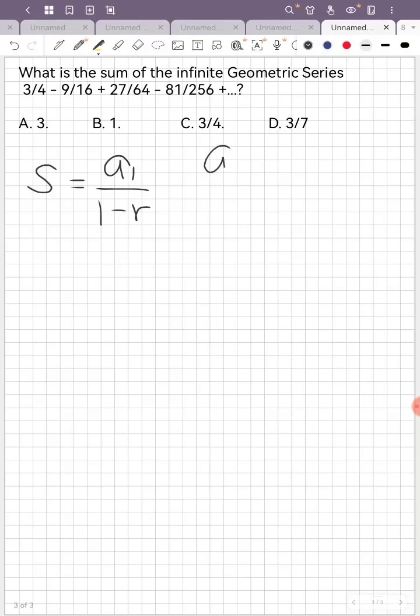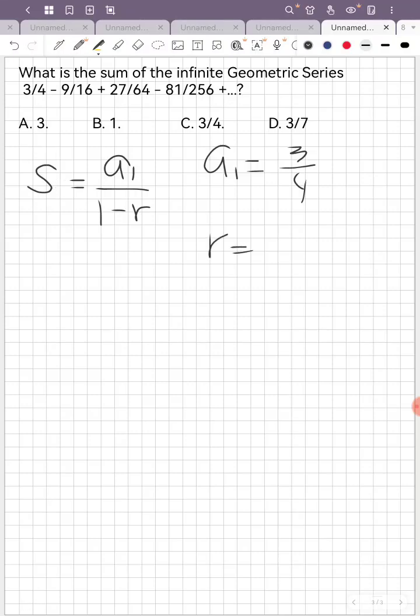So we'll know that the A sub 1 is equal to 3 over 4. And negative 9 over 16 is the A sub 2. 27 over 64 is the A sub 3. And negative 81 over 256 is the A sub 4. So we need to solve the ratio. Then we can be able to solve the sum to infinity.